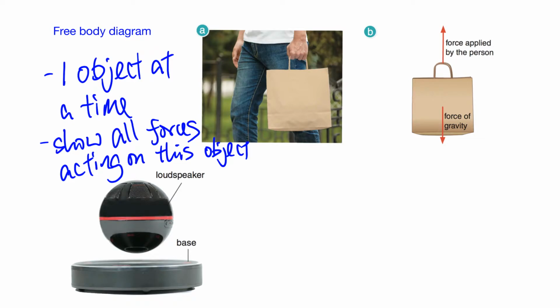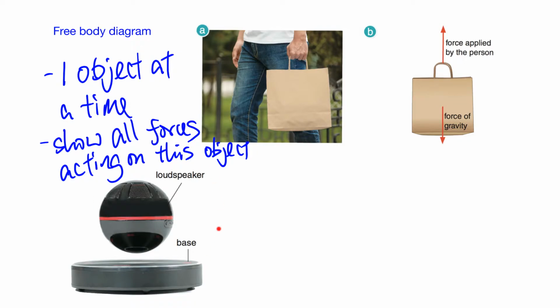And this upward force will counteract the non-contact force acting on the bag. Everything on the earth has a non-contact force, which is the force of gravity. So there is a force acting upward and a force acting downward. There are two forces acting on the bag at this moment. So this is called a free body diagram of the bag.